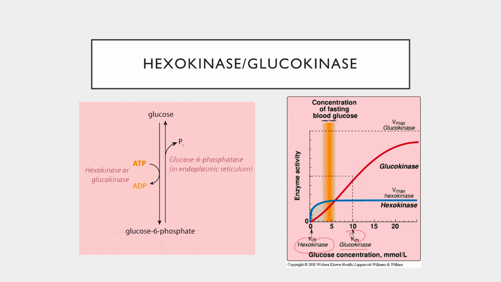That means in the liver, this enzyme will phosphorylate glucose only when glucose concentrations are high, such as in the fed state. Hexokinase, on the other hand, has a low Km or a very high affinity for glucose. This enzyme becomes rapidly saturated by glucose and only takes up glucose into the cell over a very small range of concentrations.